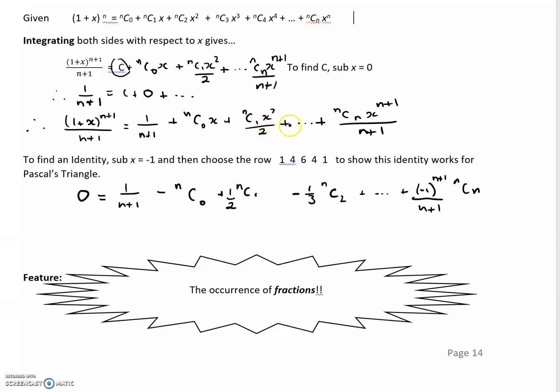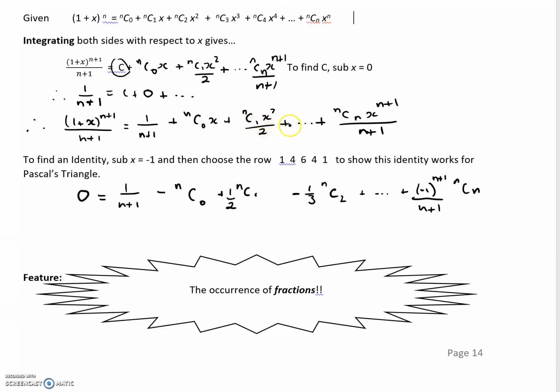Some examples of other sorts of identities that can be formed. If we were to sub x is equal to minus 1 into this, then it ends up looking like 0, and the right hand side when x is minus 1 is equal to 1 on n plus 1. We're getting alternating signs on our expansion. And again, there's the presence of the fractions.